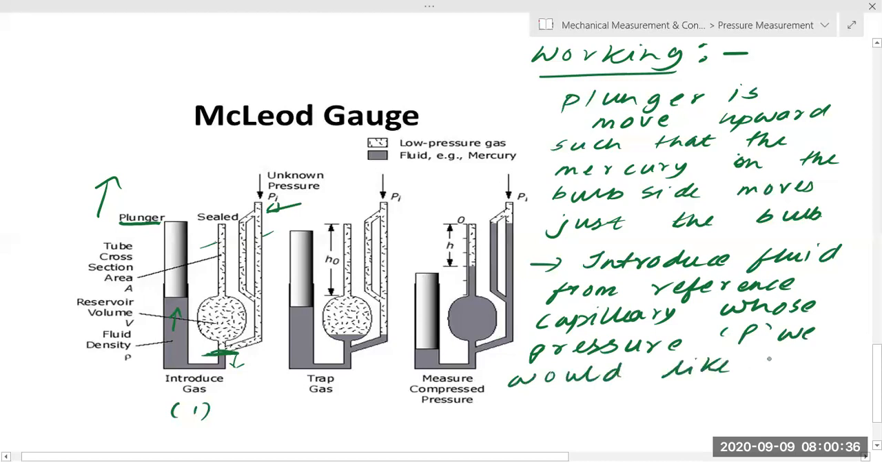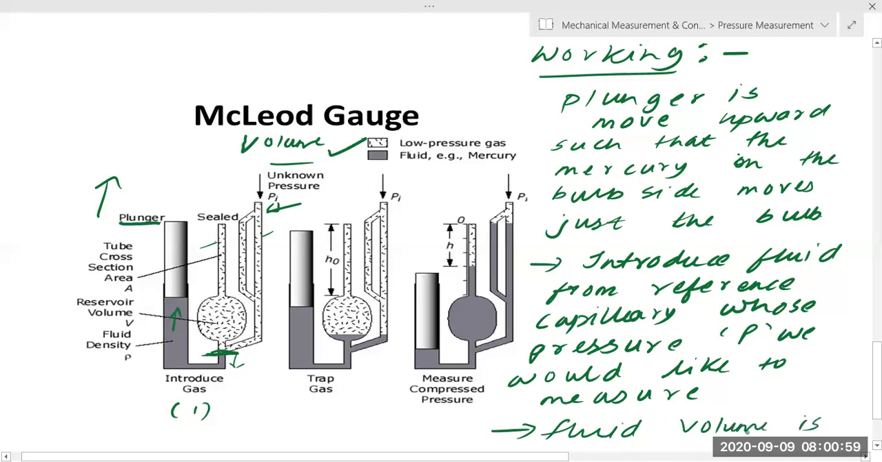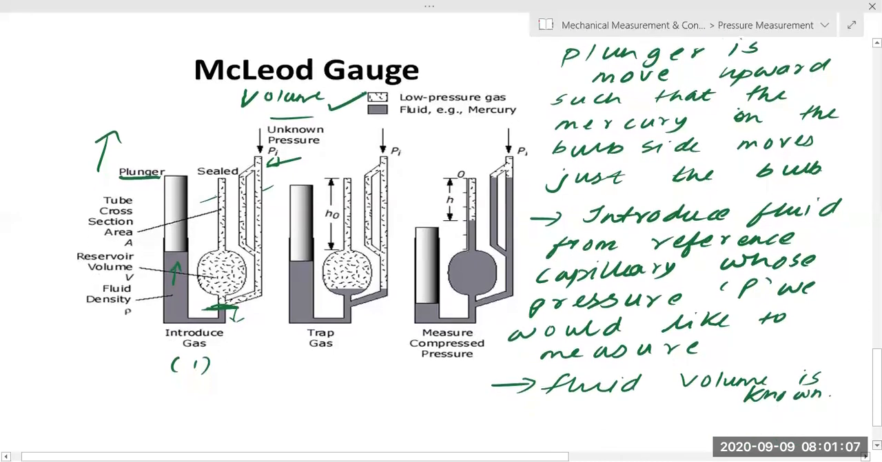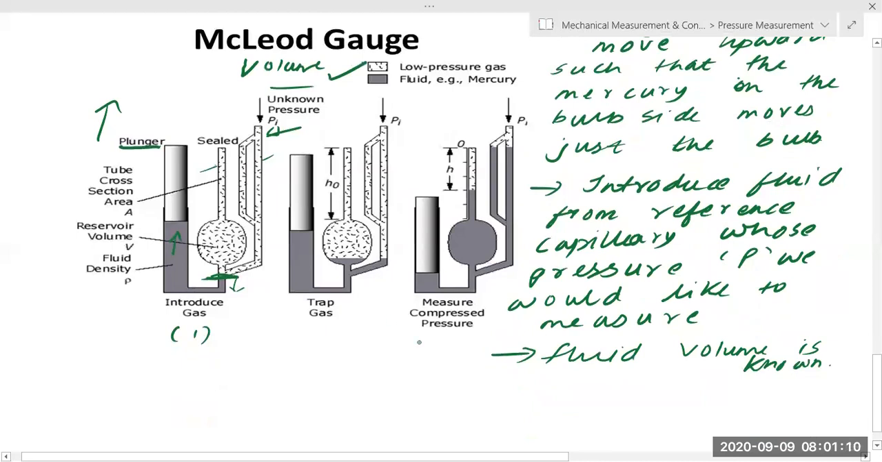This is very important. Whatever gas we have, we already know its volume. The pressure is unknown, but the volume of this gas is known. The volume of the fluid is already known. We know the volume of the fluid that is entering the reference capillary. Simple.